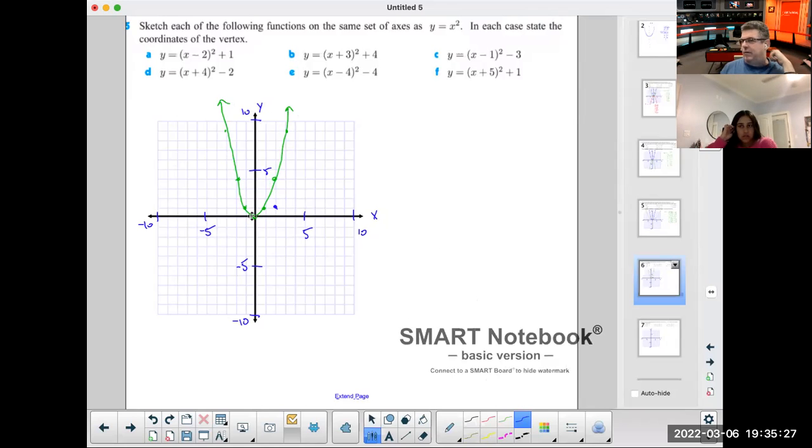Well, the vertex is on the curve, isn't it? Right? Whatever happens to the vertex happens to every other point on the curve. So just move over 2 and then up 1? Basically, the entire curve moves over 2 and up 1.